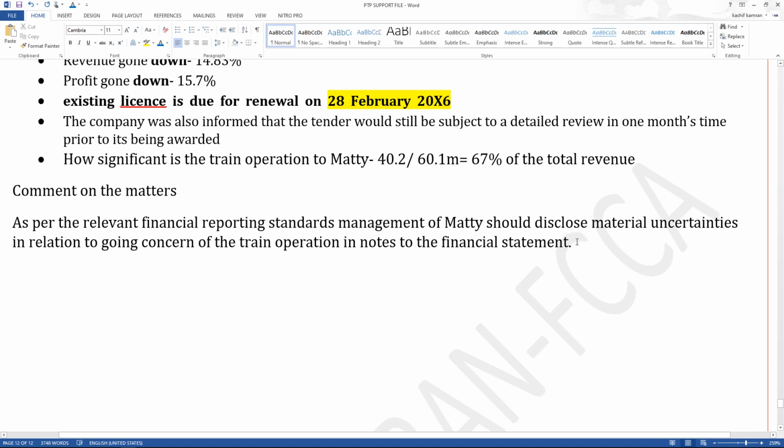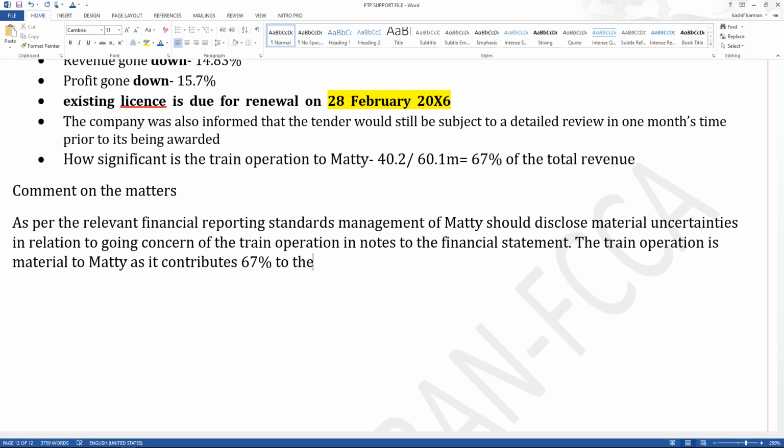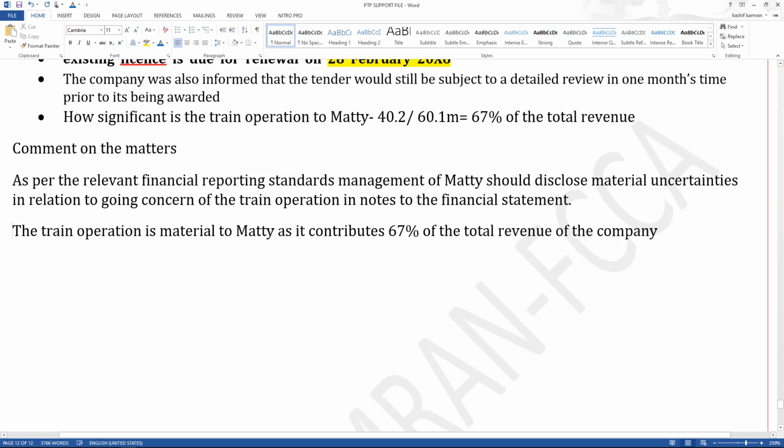So did we write the accounting treatment? Okay, then you tell the train operation is material to METI as it contributes 66% or 67% of the total revenue of the company. So have we mentioned the materiality, that the train operation is material to METI as it contributes 67% of the total revenue of the company? Full stop. Have we commented on the materiality of the train operation to the company? And have we written the accounting treatment that as per IAS 1 or as per the relevant standard, they should give disclosures of the material uncertainties? Full stop, and you speak after.